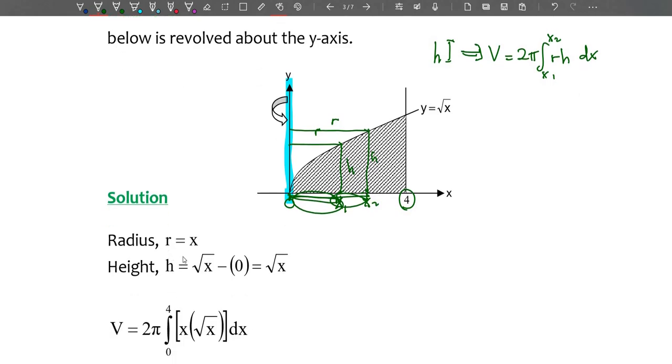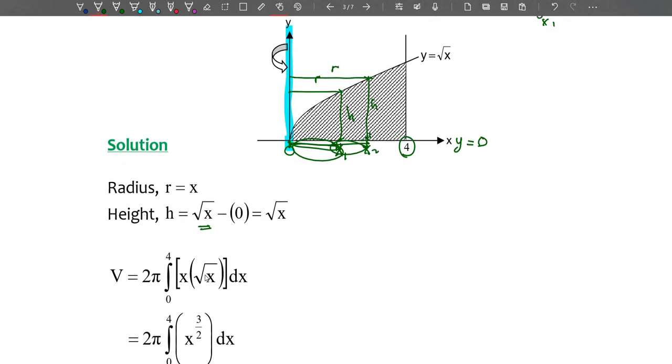And then next, height. Since it is vertical, obviously you need to do top minus bottom. For this one, the top curve is y equal to root x, so root x minus the bottom function for the shaded region, which is the x-axis, where it is also the line y equal to 0. That's why here it is root x minus 0, which is equal to root x. Next, substitute the radius and height in the formula. So V equal to 2 pi, integral from 0 to 4, of r h.